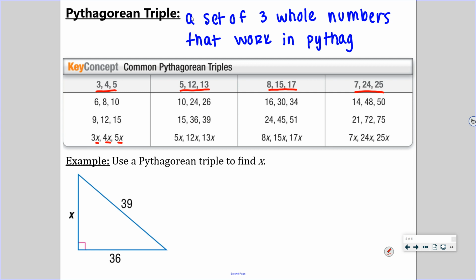So this one is actually on the chart, but here's how you would use a Pythagorean triple to find x. It's arguably a little bit more work than just doing Pythag, in all honesty, but it's just another way to look at it and recognize some patterns. So the first thing you got to do is find a common factor with the sides that are given to you. So the sides that are given to you are 39 and 36. So I want to find a common factor of 39 and 36.